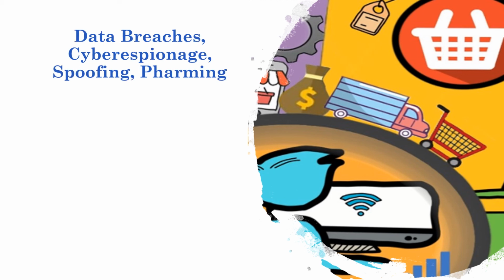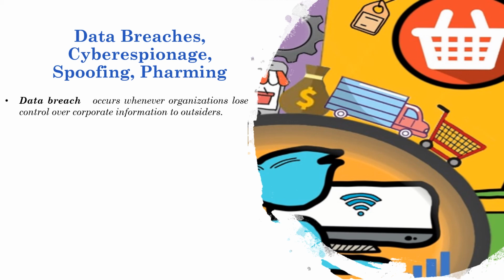Data breaches, cyber espionage, spoofing, and pharming. A data breach occurs whenever an organization loses control over corporate information to outsiders. It is an event wherein sensitive or safe information is exposed. It includes social security numbers, bank account, debit or credit card numbers, personal health information, passwords, or email. It can happen accidentally or intentionally.